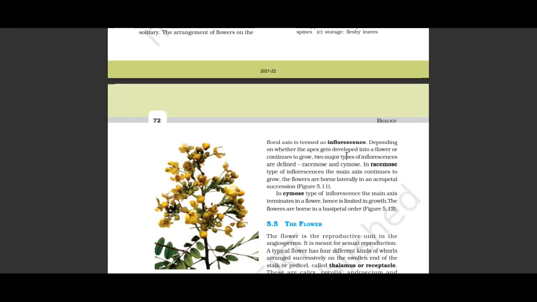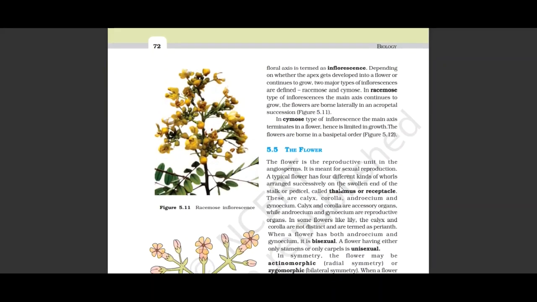Depending on whether the apex develops into a flower or continues to grow, two major types of inflorescence are defined. First is racemose and second is cymose. In racemose type of inflorescence, the main axis continues to grow. The flowers are borne laterally in an acropetal succession. Figure 5.11 represents the racemose type of inflorescence. Here the flowers are arranged in acropetal order.